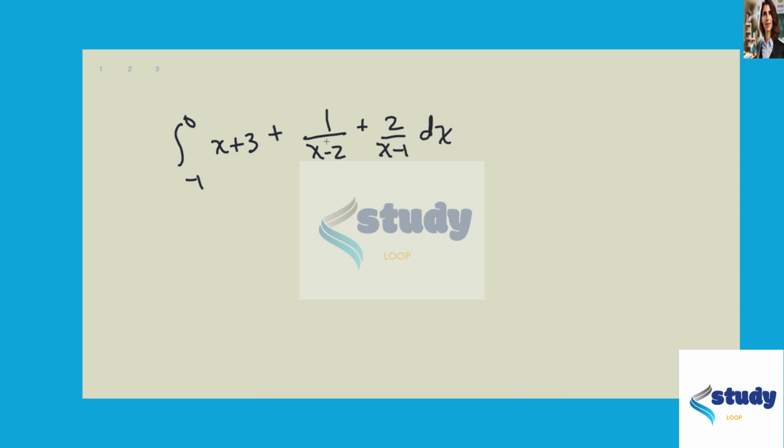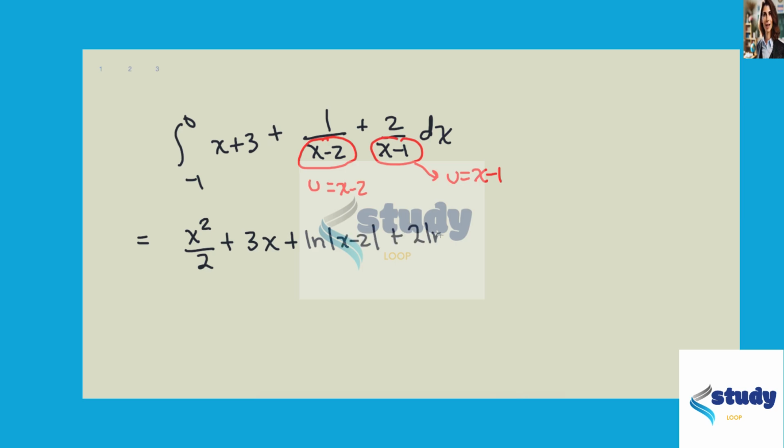Now, if these last two terms are bothering you because of the subtraction, you can go ahead and do a u substitution for each of these. Here you would do u equals x minus 1. When we integrate, we should get x squared over 2. That's the power rule. 3 times x, that's just a constant 3, so 3x. Natural log absolute value x minus 2 plus 2 natural log absolute value x minus 1. And then our endpoints were minus 1 and 0.